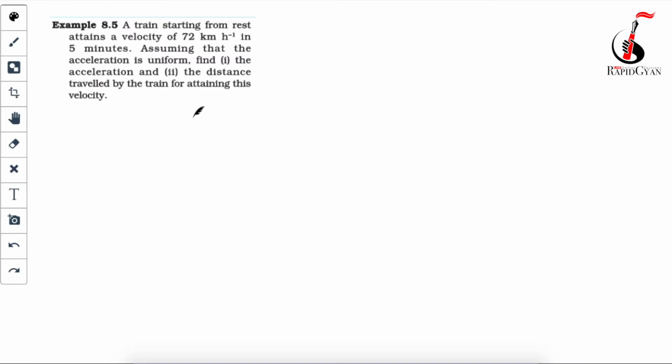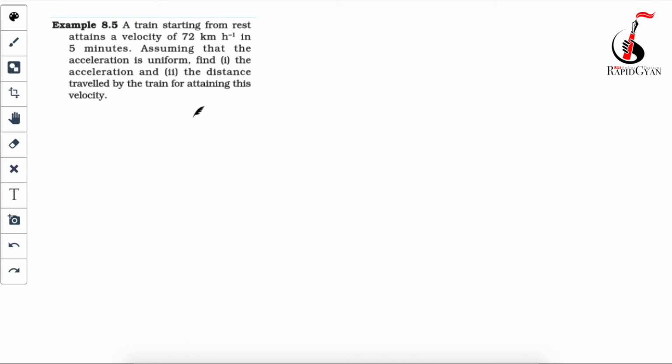Why I'm saying this? Because whenever you are solving a numerical of physics or any maths question, and since we are talking about physics, it's very important to understand each and every word of the question. And you will have to write your observations first.